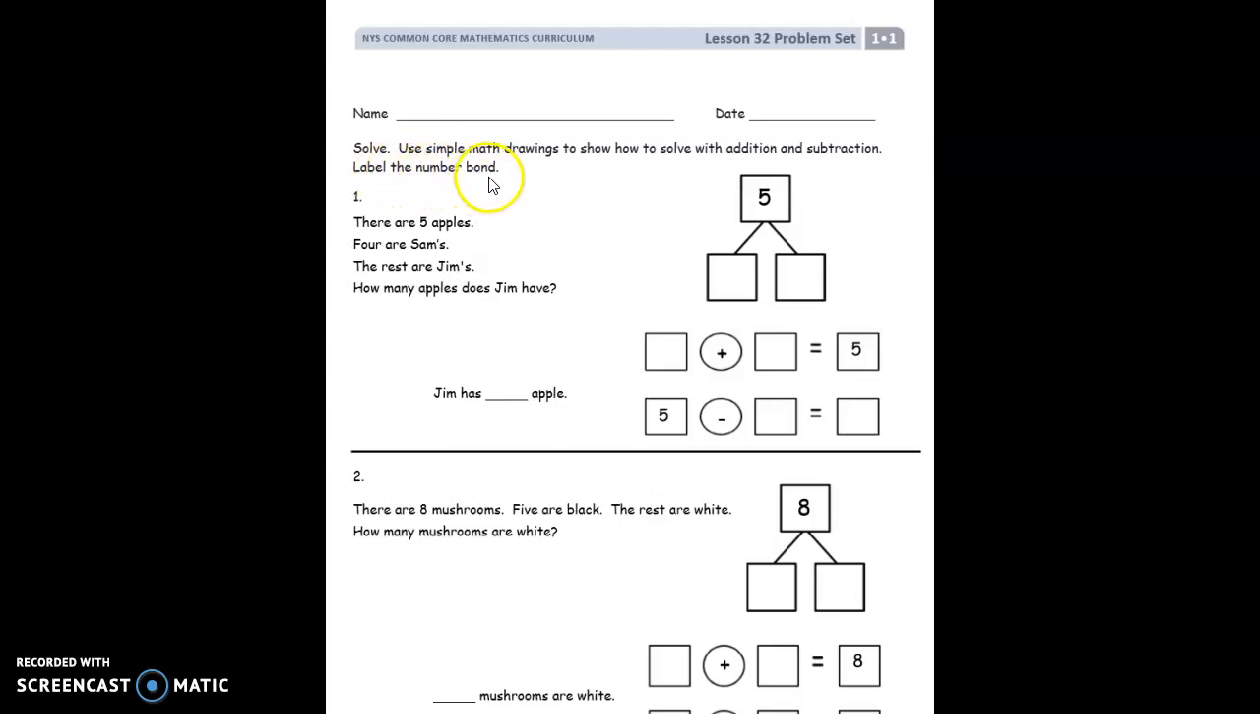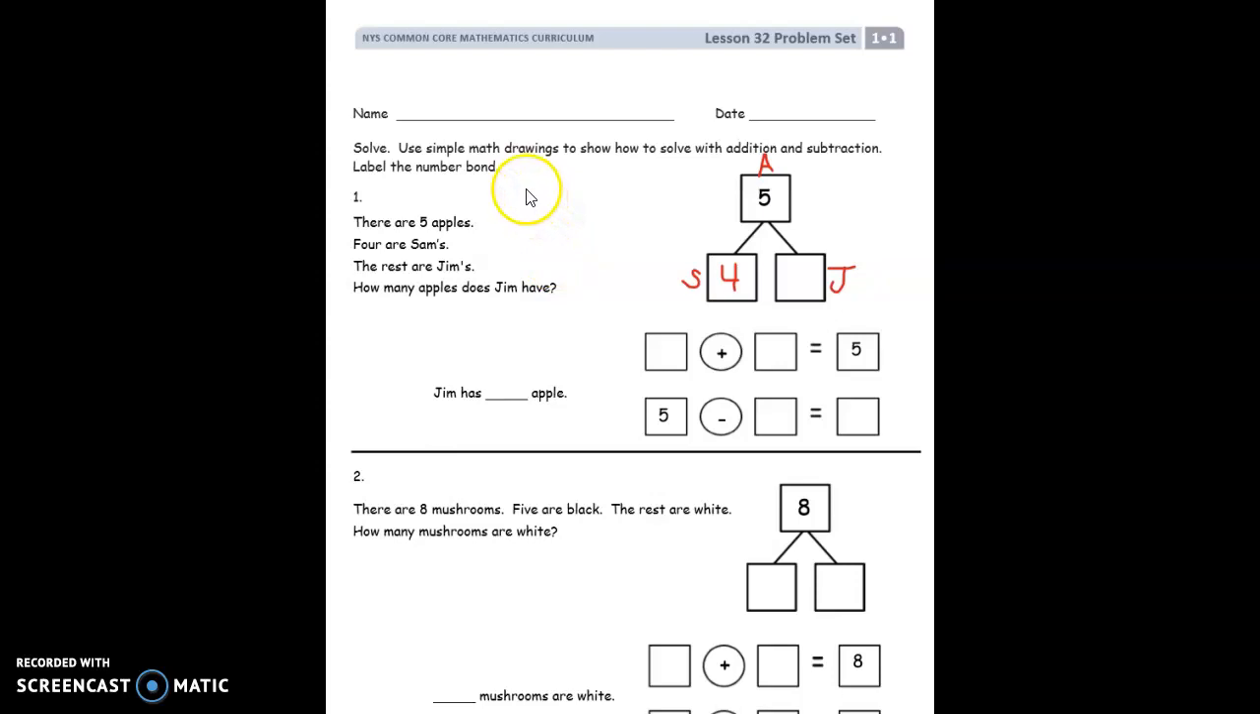Label the number bond. There are 5 apples. We know there's 5 apples altogether. Let's put an A up here to label. 4 are Sam's. Here is Sam's, and he has how many? 4. The rest are Jim's. Put a note over here, a J for Jim. So we know those are going to be Jim's. How many apples does Jim have?